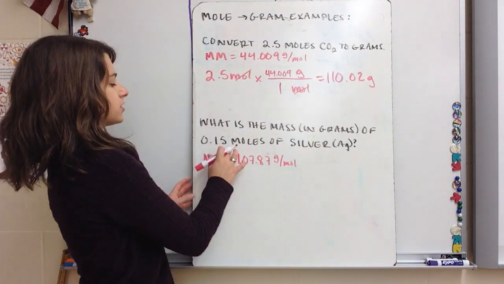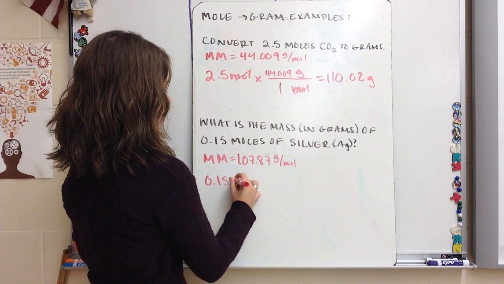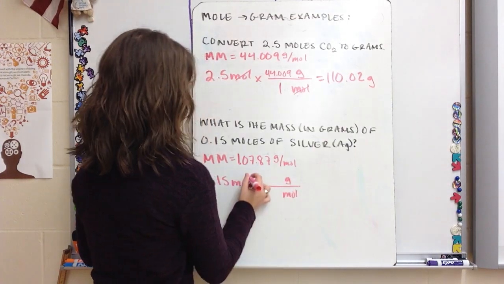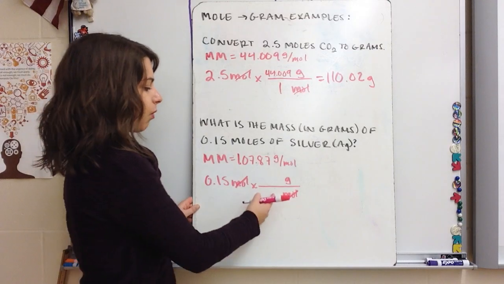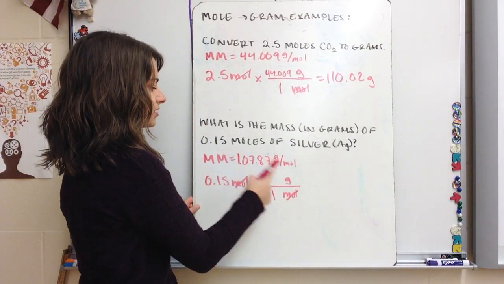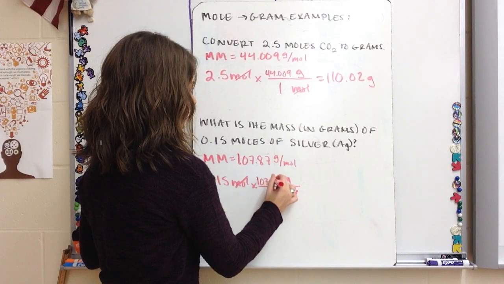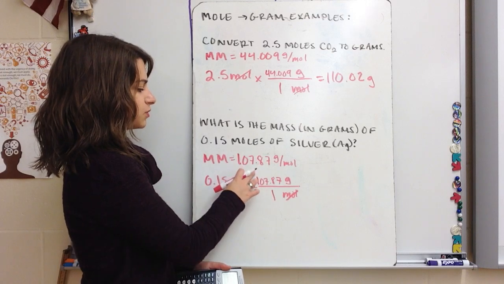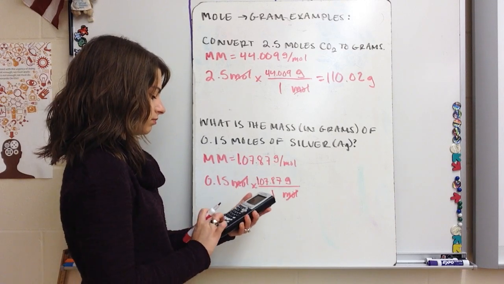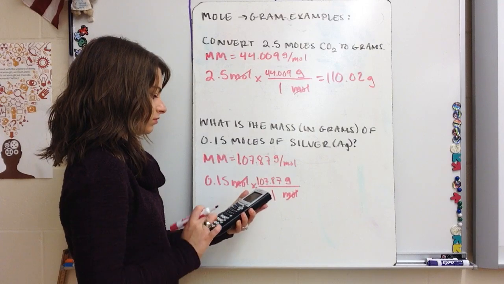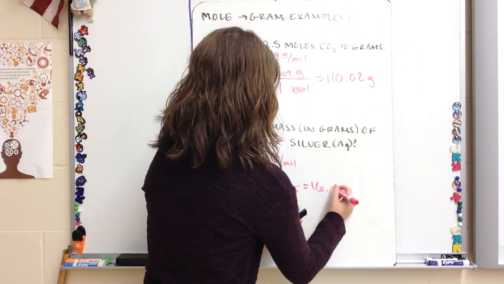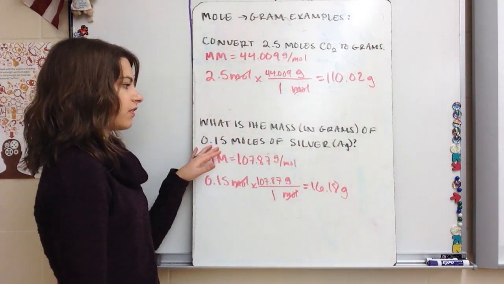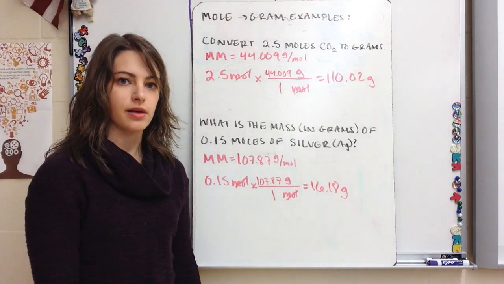Now, when I set up my problem, I'm going to start with my given. So I'm given 0.15 moles. I'm going to put moles on the bottom, grams on the top. That way my moles cancel. I know that a 1 always goes with my moles units. My molar mass number always goes with my grams, so it's 107.87 grams. So now I'm going to do 0.15 times 107.87 divided by 1. And I get 16.18 grams if I round to 2 decimal places. So 0.15 moles of silver is 16.18 grams of silver.